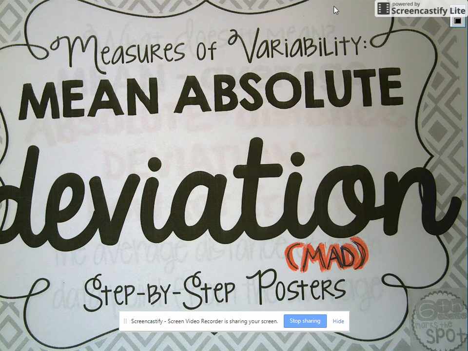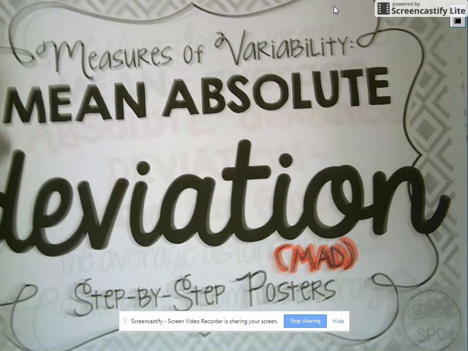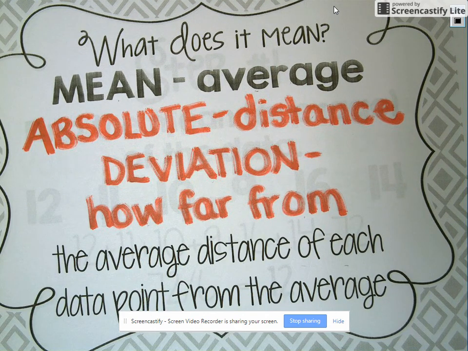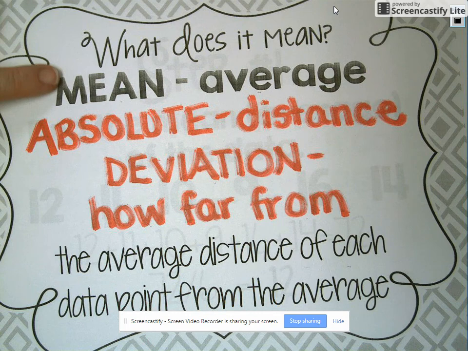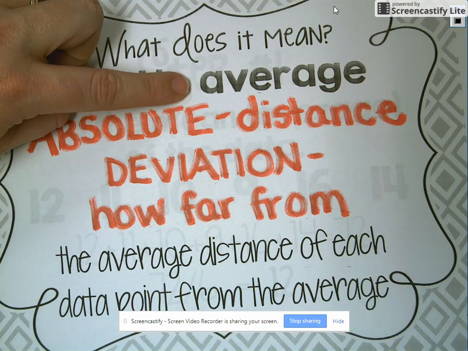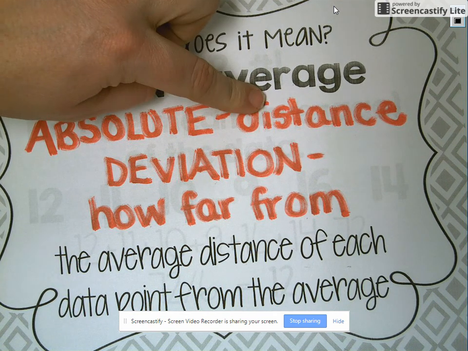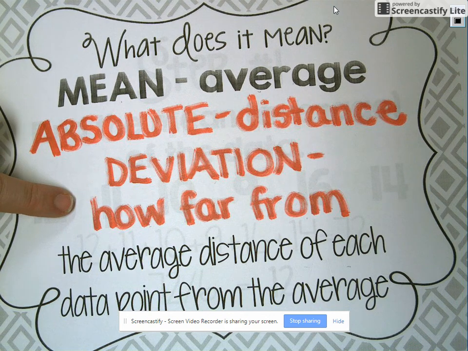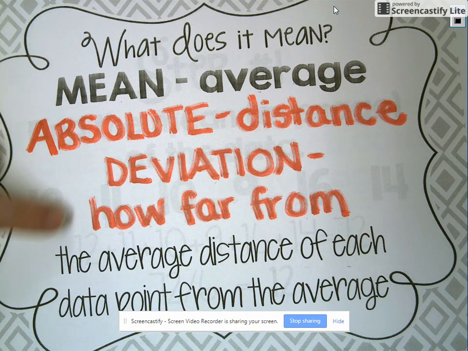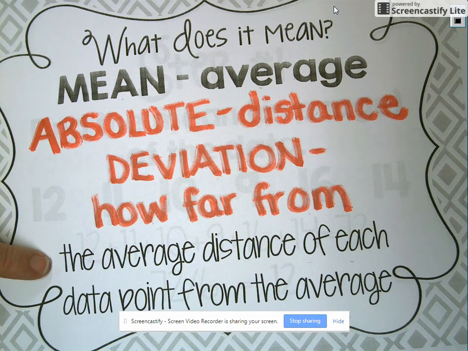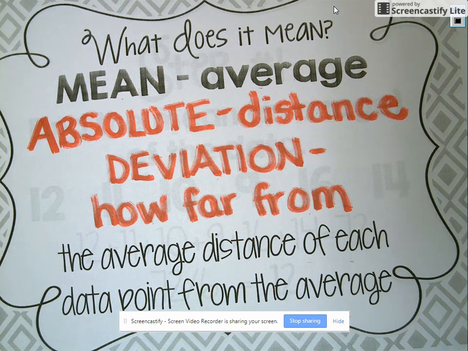Okay? All right, so mean absolute deviation. Over in the side, please make sure that you write down our vocabulary. Mean absolute deviation. The mean is the average. Absolute means distance, and deviation, how far from. So when you put it all together, the mean absolute deviation is just basically the average distance of each data point from the average.